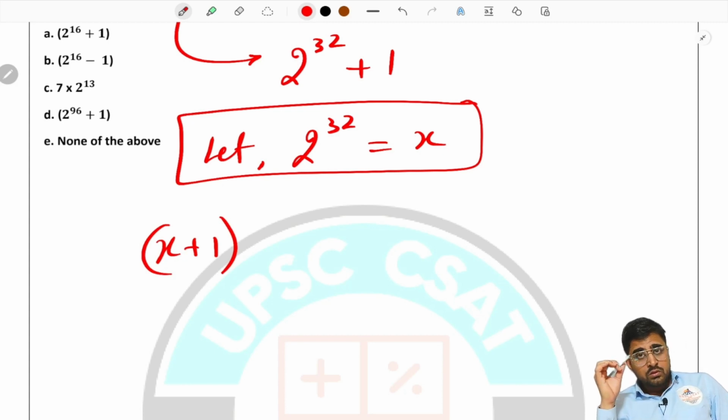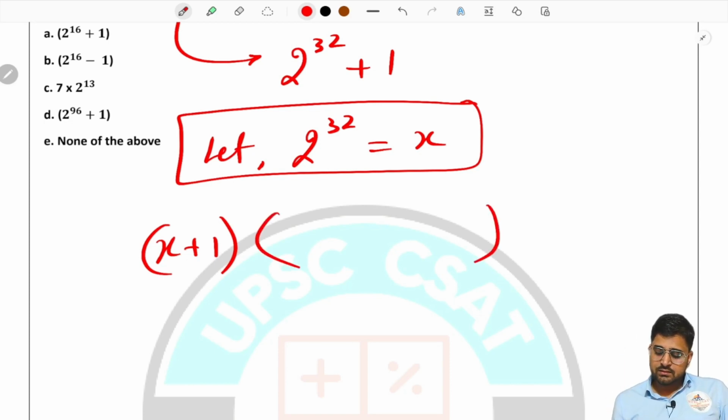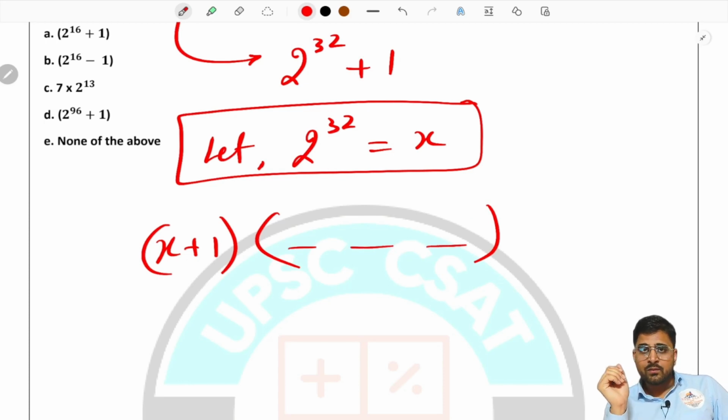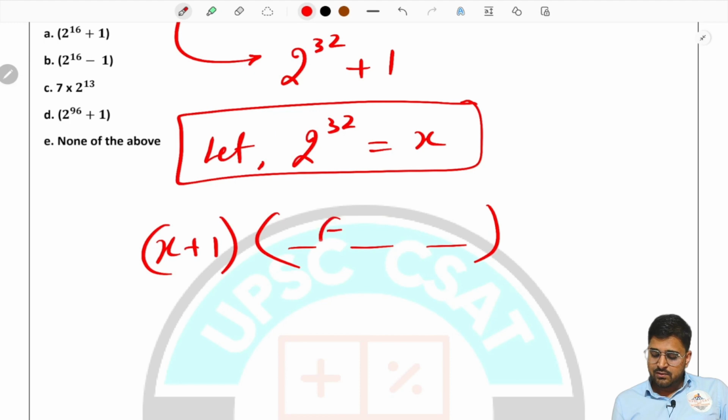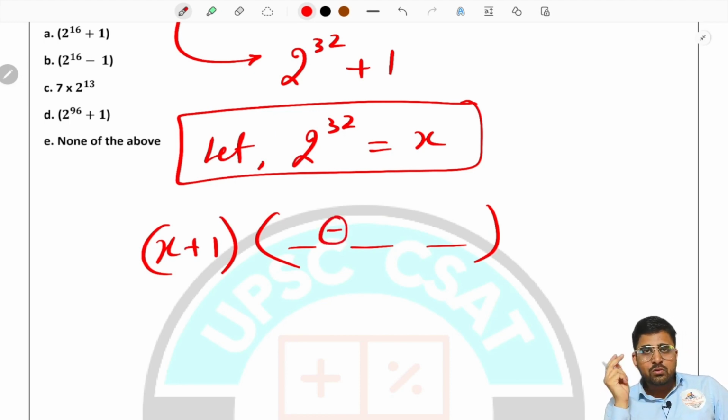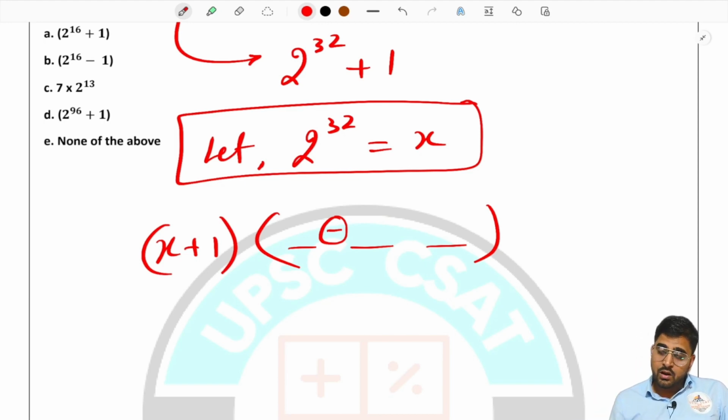Now try to recall. We have studied something like this. If there is x plus 1, if there is a plus between two components, then there is an expression we discussed where you get a negative. Try to recall. You have revised your notes. Try to recall. Now I also write something here, x square. Try to recall.